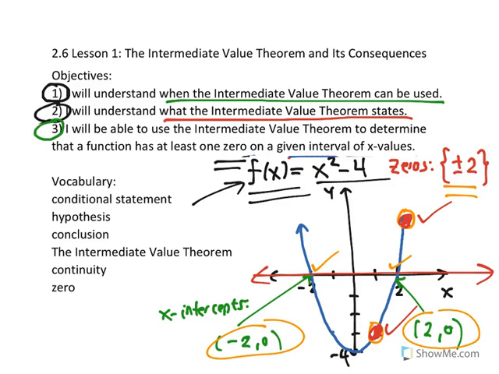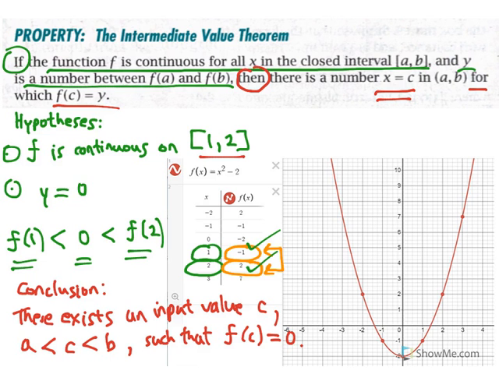And that is what objective 3 is all about. You'll be able to use the intermediate value theorem to determine that a function has at least one 0 on a given interval of x values. So the intermediate value theorem guarantees the existence of a 0 for our function, but it doesn't tell us what that 0 is. If you wanted to find that 0, you could find that algebraically, or you could find it graphically.